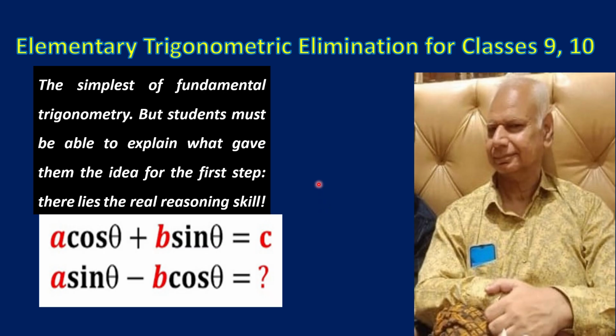So let us see. We have to find the value of a sin theta minus b cos theta if a cos theta plus b sin theta equals c. So let us see the trigonometric elimination method, but the student at the end of the video must be able to answer the reason for the first step. So let us see how to solve it.